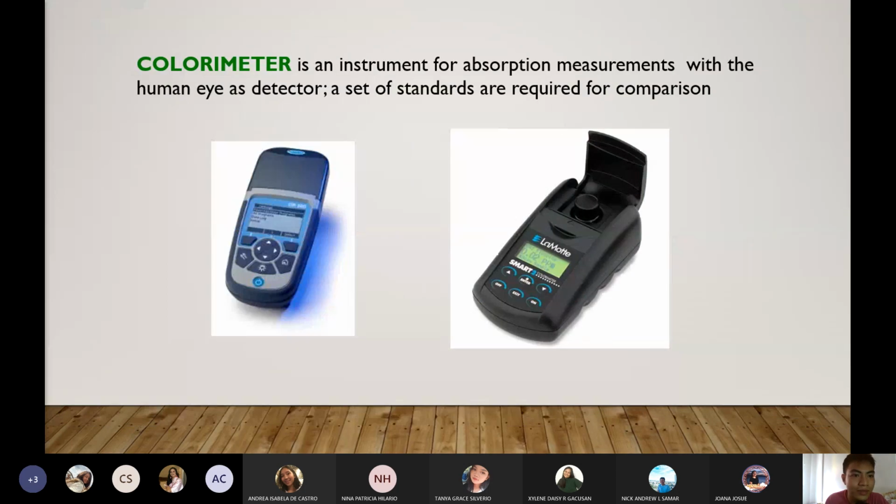So, again, colorimeter is an instrument used for absorption measurement, with the human eye as detector. It is used only to measure the colors of our sample.